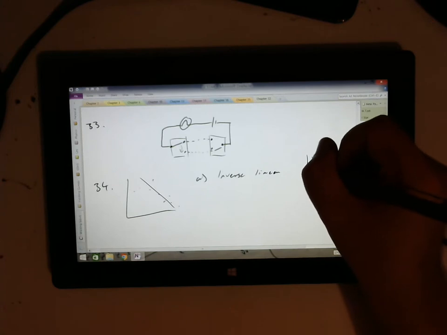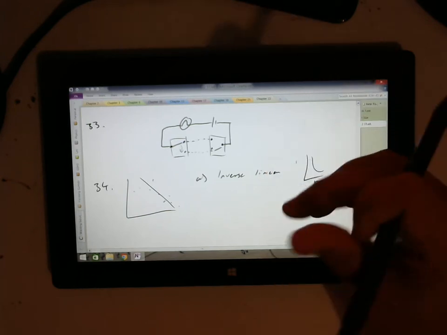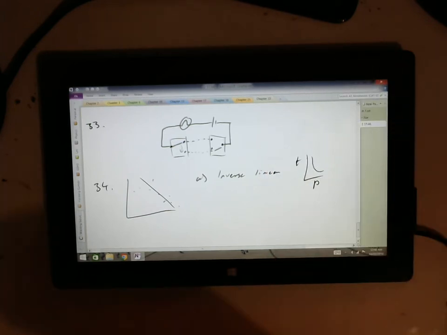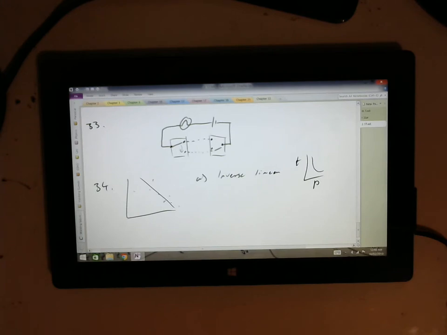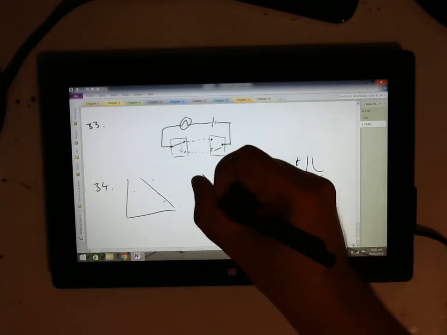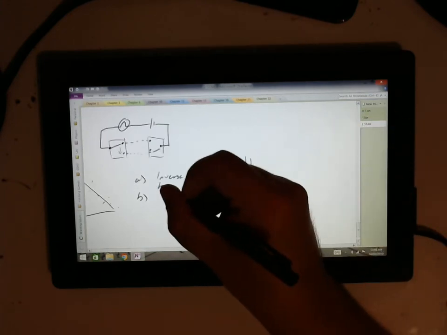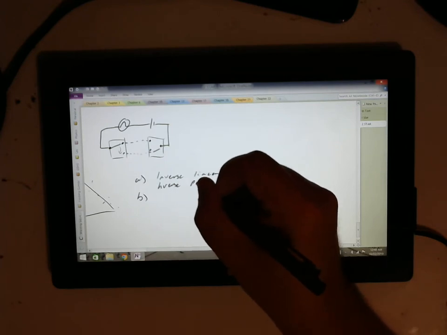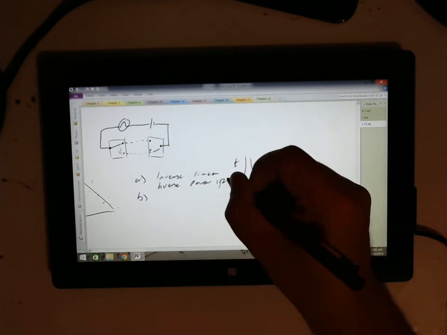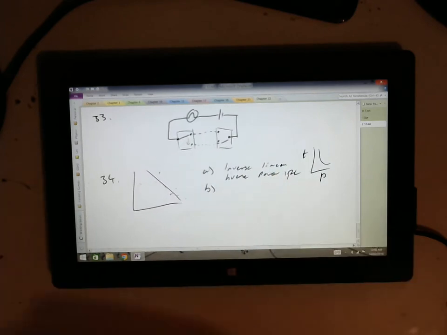Or at least it should never cross the y-axis, because if it crosses the y-axis, it's telling us that when x equals 0, when power equals 0, this is going to be time, there must be some time it takes for it to boil, even though we know it doesn't do that. Okay, so inverse linear from the data, but inverse power in real life.